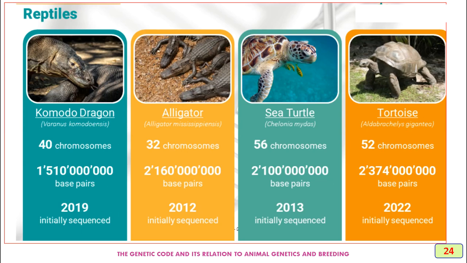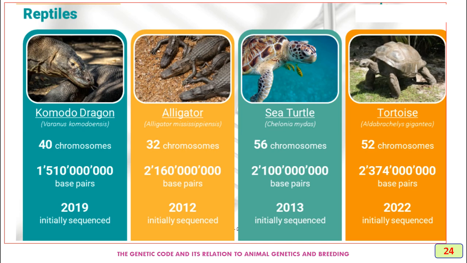Let us take some more knowledge from the reptiles. We always see that the Komodo dragon is one of the creatures. It has 40 chromosomes and countless base pairs, and in 2019 the scientists sequenced its genome. Whereas the alligator and sea turtle have a little similarity and difference, as you know very well already.